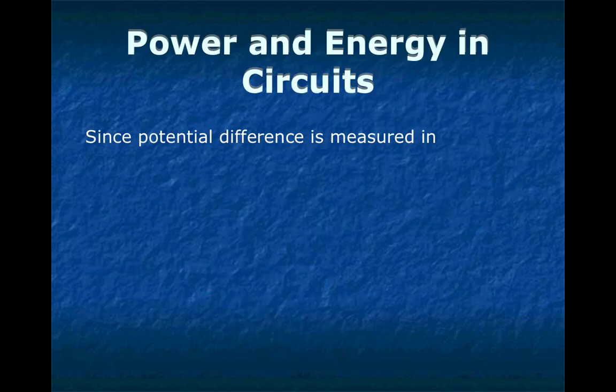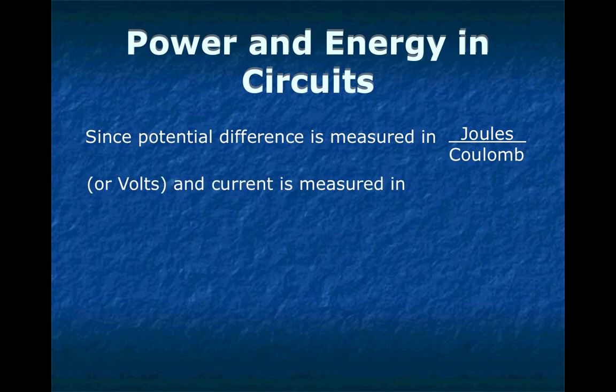Okay, the last thing I want to talk about in this PowerPoint is power and energy. So we've talked about power and energy when we talked about kinematics and motion, but we need to talk about the power and energy in a circuit. So we know potential difference is measured in joules per coulomb, right? That's the work per charge, V equals W over Q.